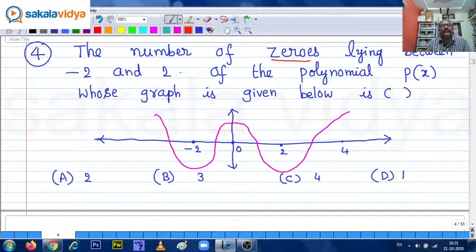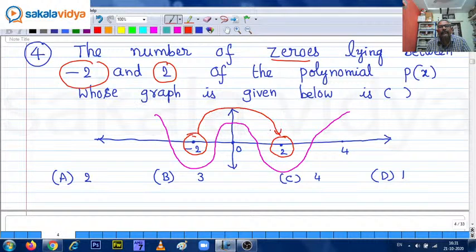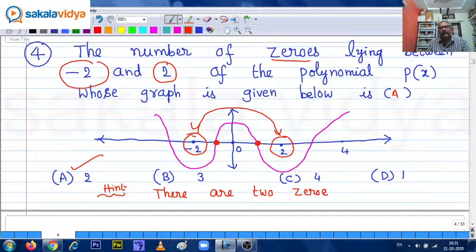See, we want the number of zeros lying between -2 and 2 only. This is very important, a keyword in this problem. In between these two, how many zeros are there? See this point and this point, the red symbols, 2 are there. Actually the graph has 1, 2, 3, 4 zeros, but out of 4, the zeros which lie between -2 and 2 are 2. So option A is the correct option. The hint: there are 2 zeros lying between -2 and 2. Yes, option A is correct.